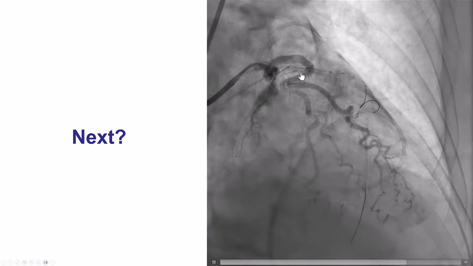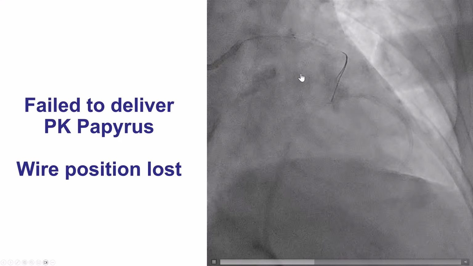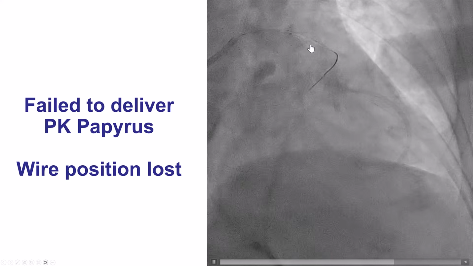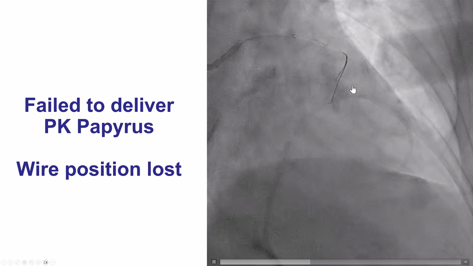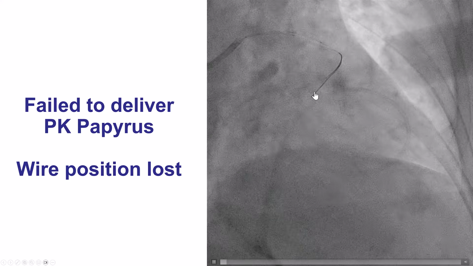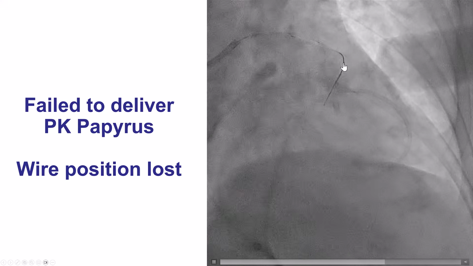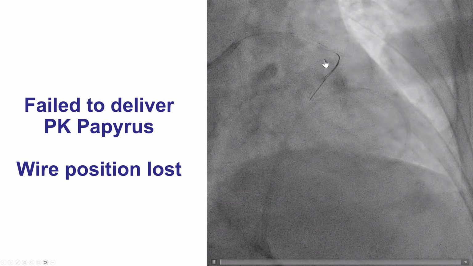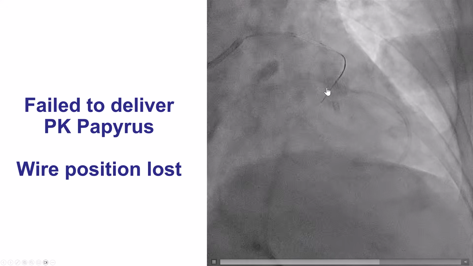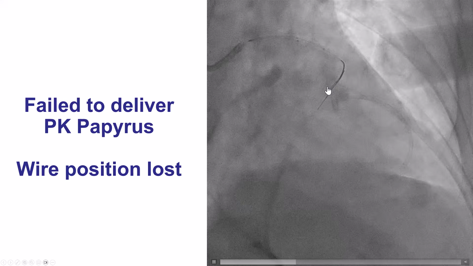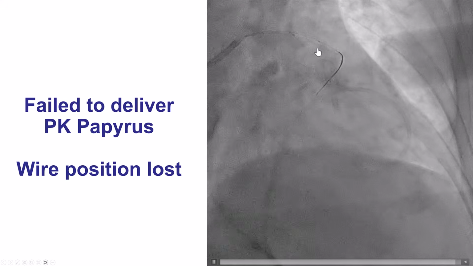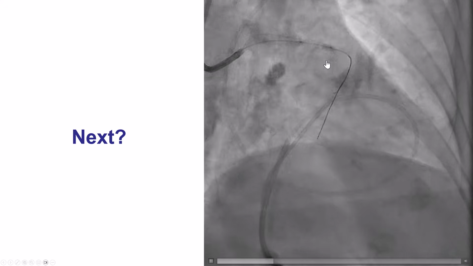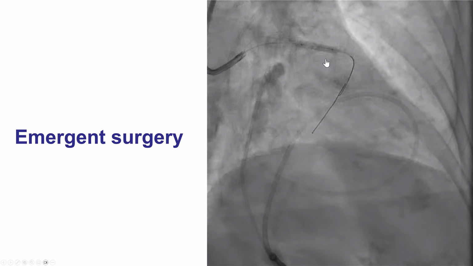So we reinflated this balloon, and we did an attempt to deliver a PK Papyrus stent, which, not surprisingly, could not be delivered, and in the process, the wires came back, and now they're floating. Retrospectively, after the patient went for surgery, which is what happened next, these wires were now in the pericardium. So we inflated the balloon that prevented the bleeding into the pericardium, and then sent the patient for emergency surgery.